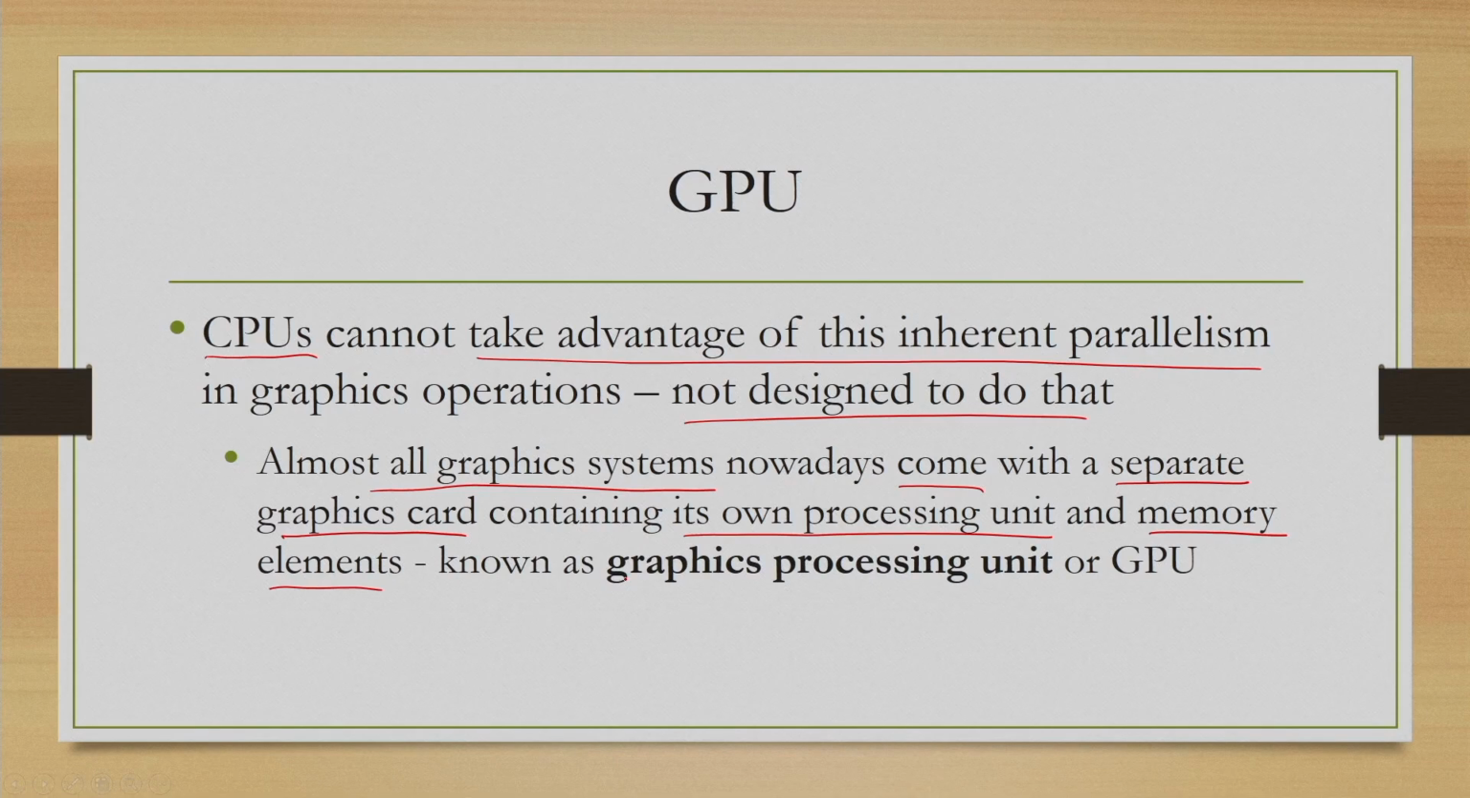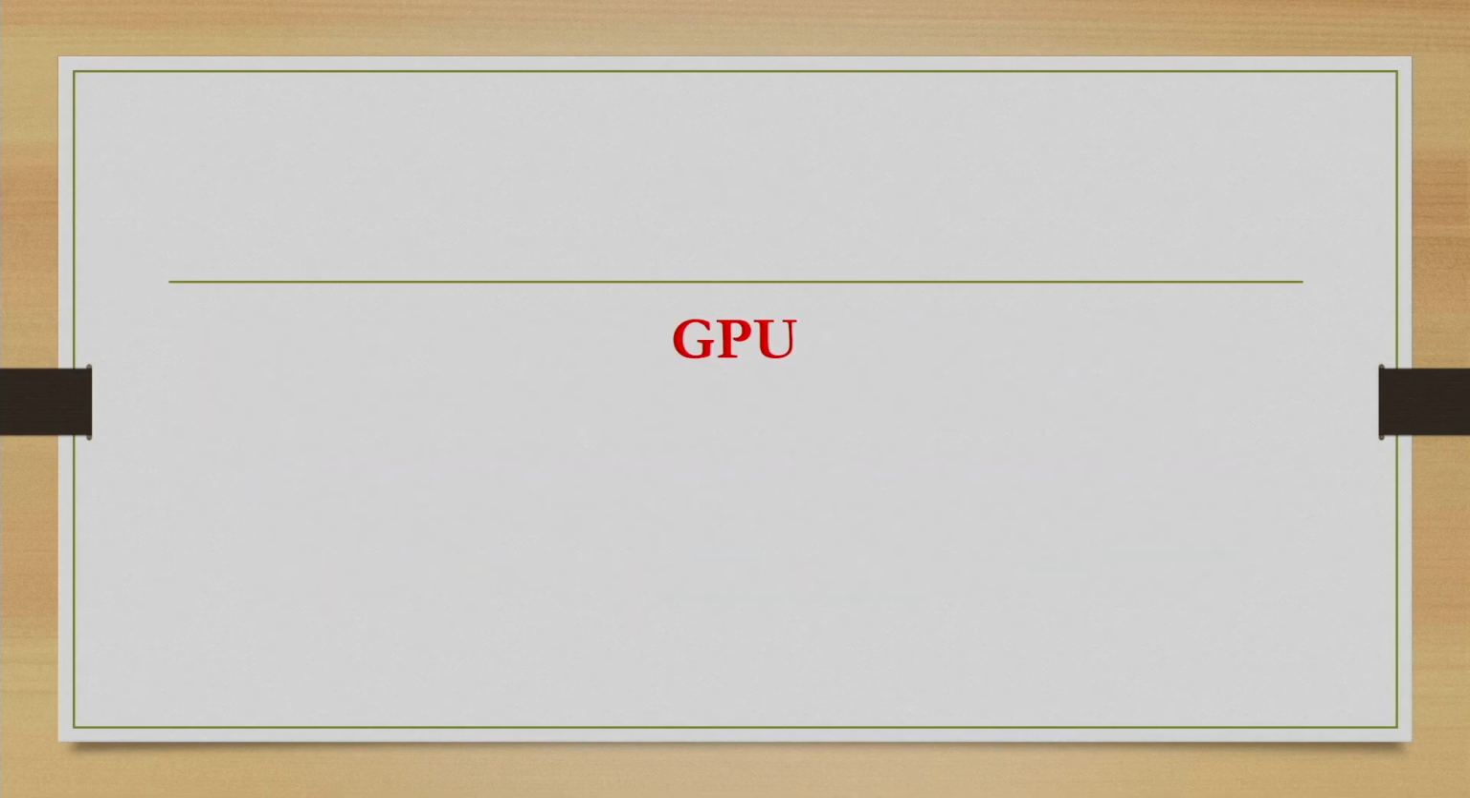Now, this separate specialized hardware system is called graphics processing unit or GPU. So, essentially GPU means a specialized hardware which is used to perform graphics operations by exploiting the inherent parallelism that is there in graphics operations. Let us go into the workings of GPU.